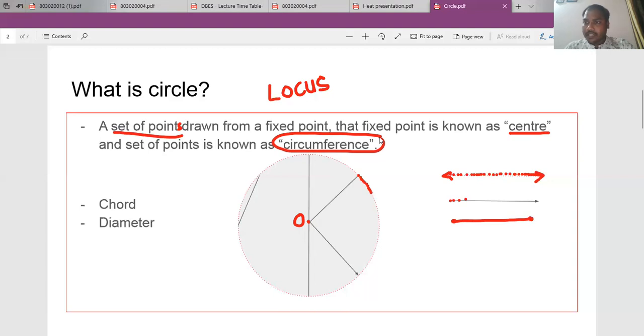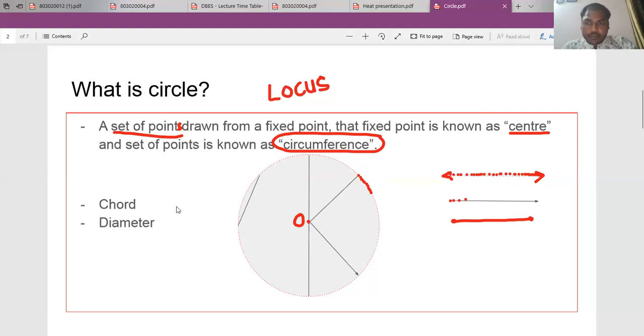I hope this is clear to you all. Very simple. I'm repeating it again. A set of points drawn from a fixed point is known as a circle. That fixed point is known as the center, and the set of points is known as the circumference of the circle.